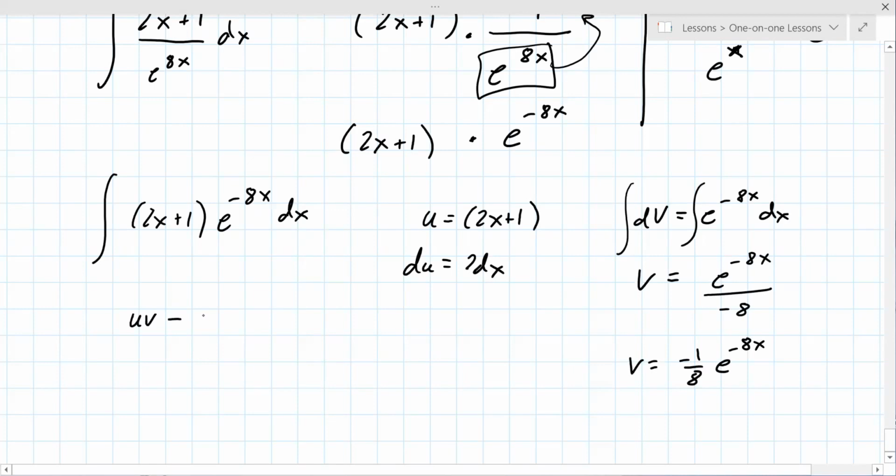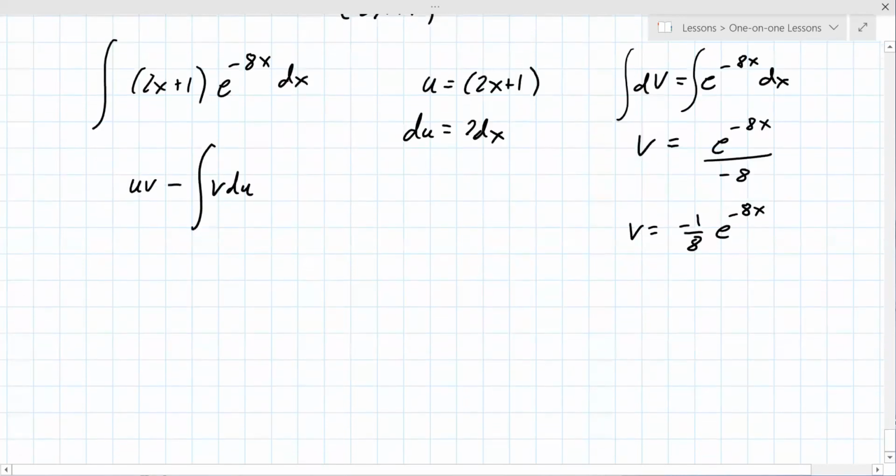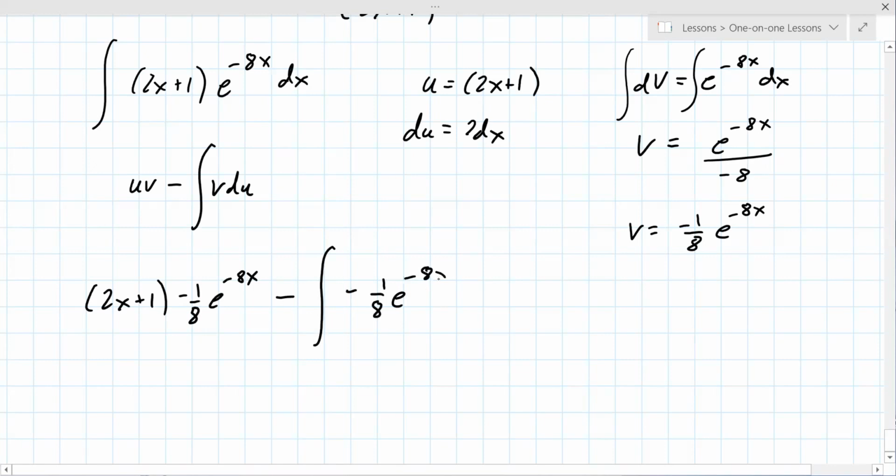Okay. Then your formula here is uv minus integral v du. Your u is 2x plus 1. Your v is this, minus 1/8 e to the minus 8x, minus the integral v du. So you have minus 1/8 e to the minus 8x times 2 dx.